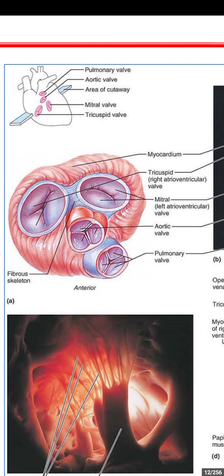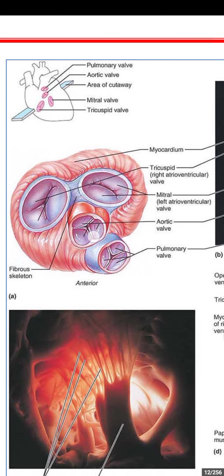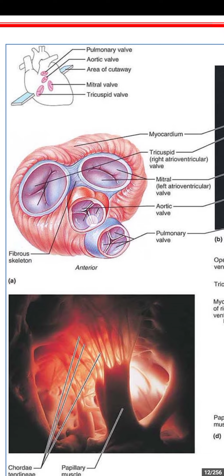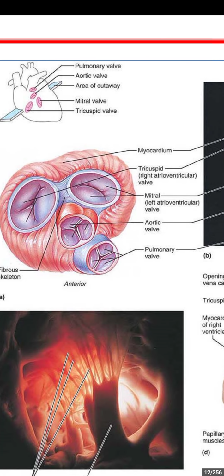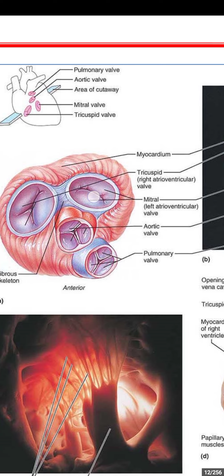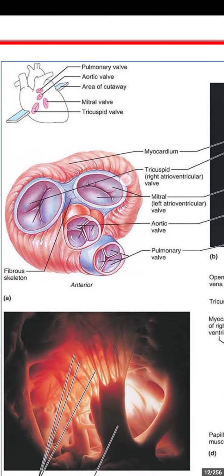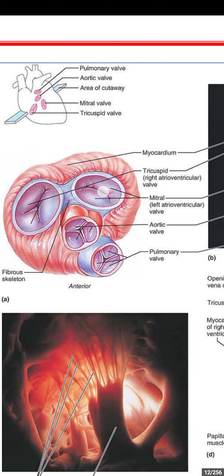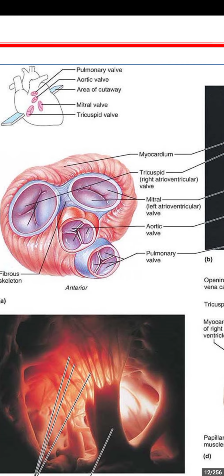In this image you can see the aortic valve, which flows from the left ventricle to the aorta. This is the mitral valve, or the left atrioventricular valve. Through this mitral valve, blood flows from the left atrium to the left ventricle.